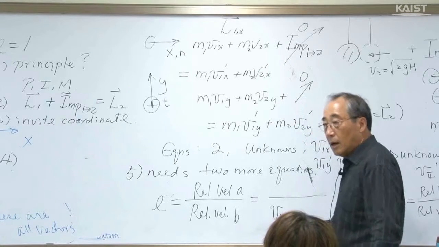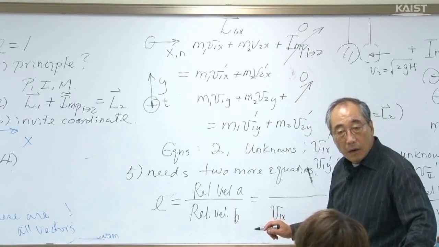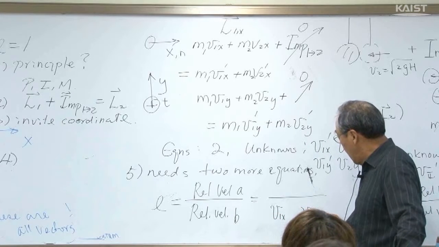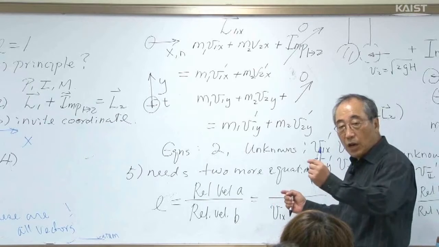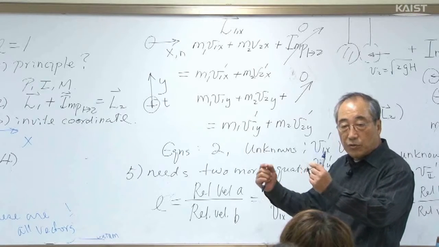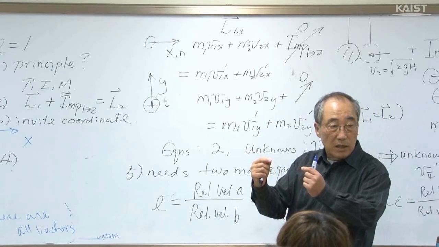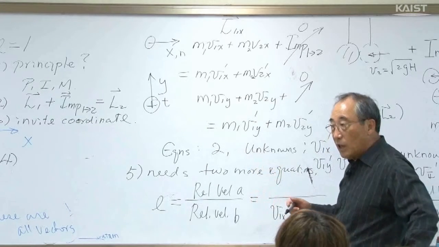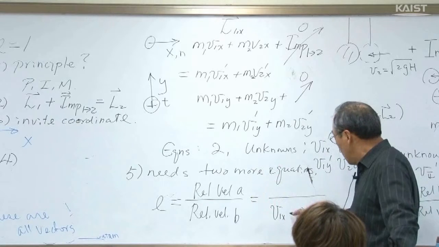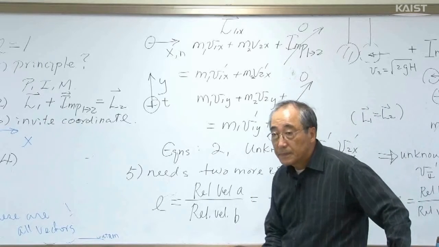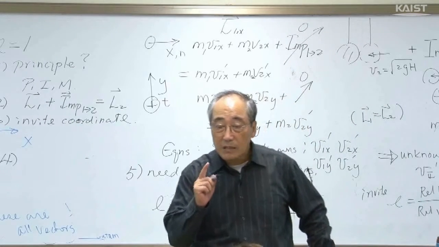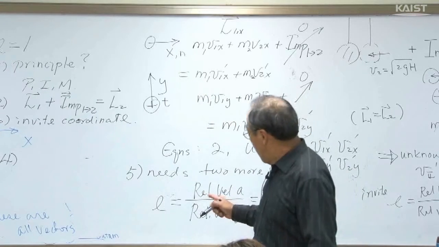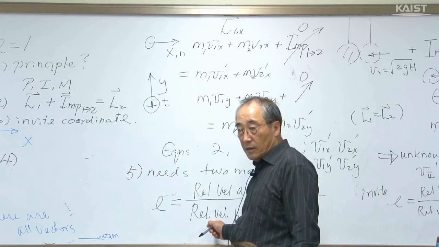So that is V1x and V2x. Because V1x is in this direction and V2x in this direction, resulting, if E considers just the magnitude, it has to be plus, because that is the relative velocity. That is the definition.